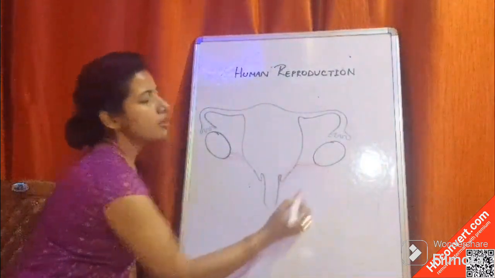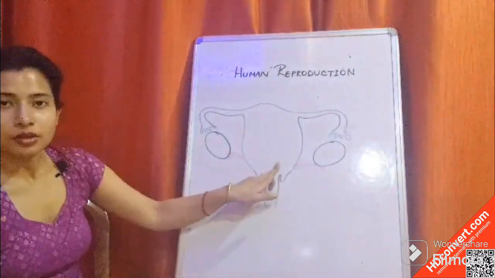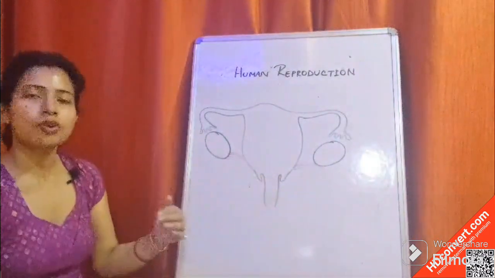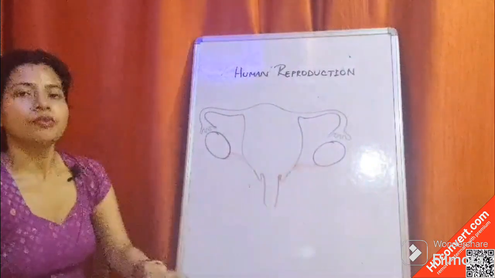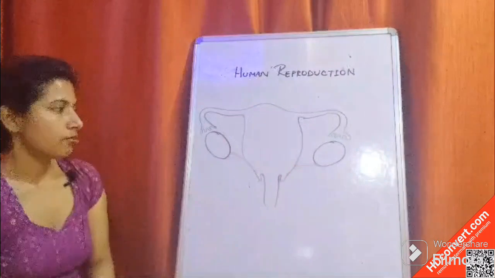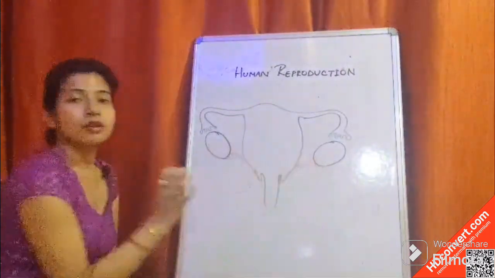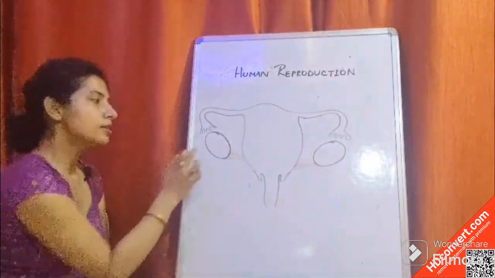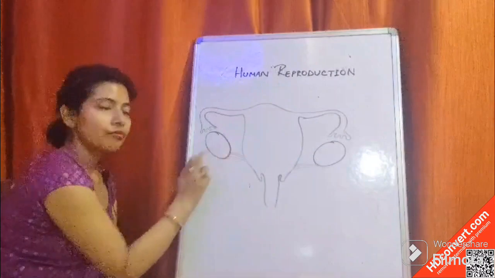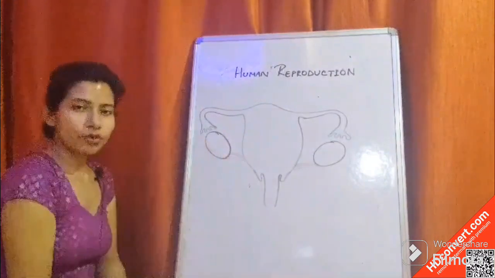This is the ovarian ligament that attaches the ovary with the uterus, and there are several other skin folds or kinds of ligament which attach the ovary within our pelvic cavity. Now this is the gamete producing organ or gonad. So egg is produced inside the ovary. After production, the egg gets released from the ovary.